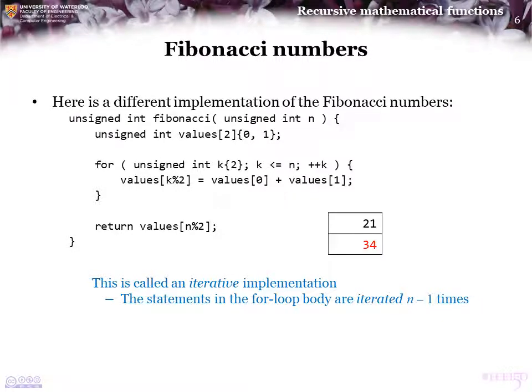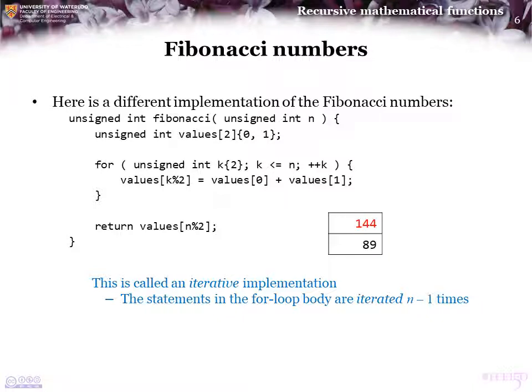34 plus 21 is 55, which will be stored in index 0. 55 plus 34 is 89, which will be stored at index 1. 89 plus 55 is 144, which will be stored in index 0.